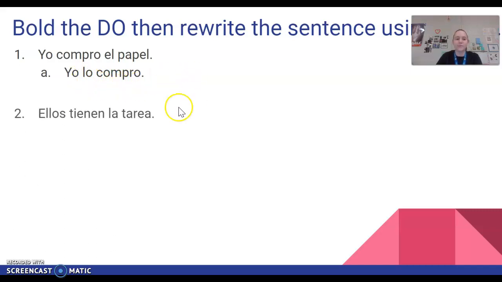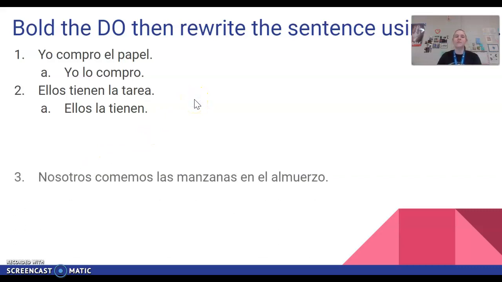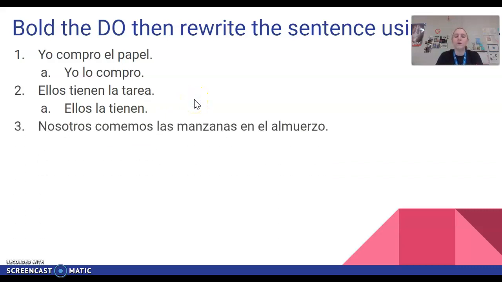Okay, let's look at another one. Ellos tienen la tarea. Who or what do they have? La tarea. It's feminine and singular. So I'm going to replace this with la, and I'm going to move it here. Ellos la tienen. Okay, let's do one more example, and then I'll have you do the rest on your own. Nosotros comemos las manzanas en el almuerzo. Who or what are we eating?